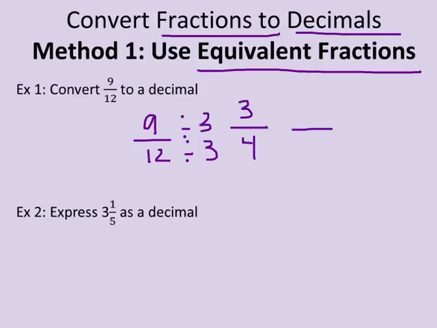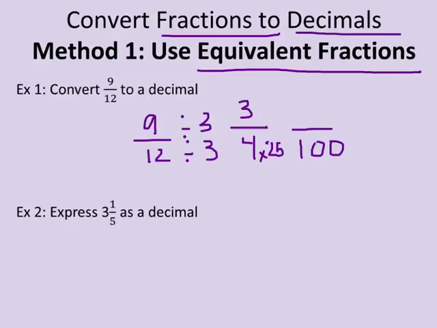Could I somehow turn this 4 into a 10, possibly? Well, no, I can't. 4 doesn't go into 10 evenly, but I know 4 can go into 100. So 4 times what is 100? Well, 4 times 25 is 100. See if I can write that in there. 4 times 25 is 100.